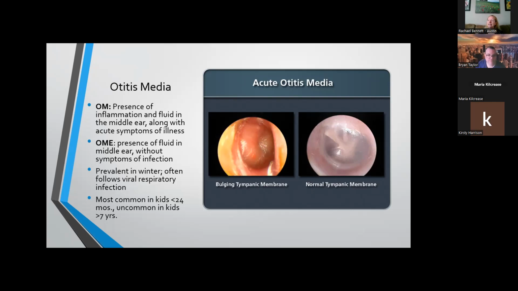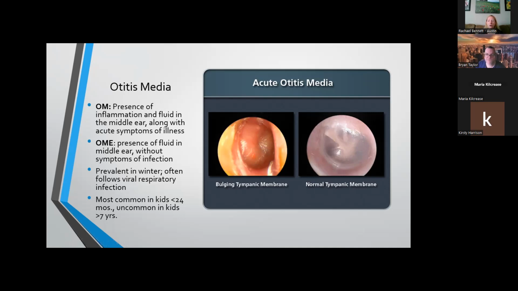So we've got otitis media. So that is the internal ear. All right. So we've got presence. You can see our normal ear tympanic membrane over here. This one is bulging. You know, the eardrum is supposed to be concave. You can see that this one is completely pushed out. It's red. It looks real angry.